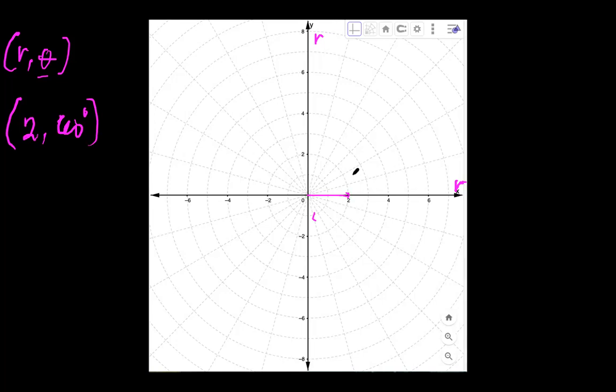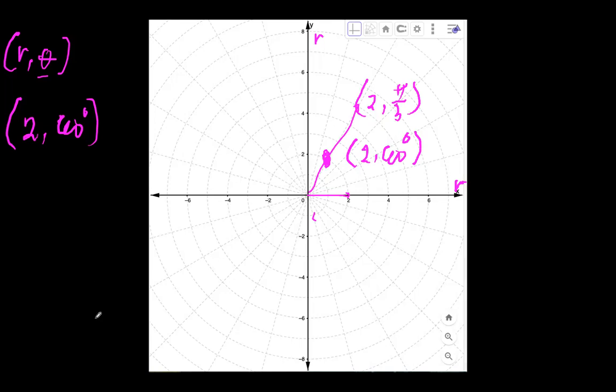So this is 15, 15, 15, 15. Therefore, we're talking about this broken line here. However, the radius is 2. Therefore, the point will just be plotted here. So this is our point (2, 60 degrees), which is also equal to (2, pi over 3) once we convert the degree measure to radians. And again, we're talking about this point.